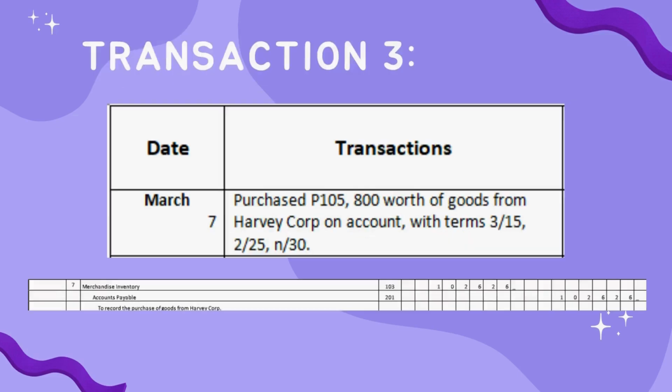Transaction 3, March 7. Purchase 105,800 pesos worth of goods from Harvey Corp on account with terms 3% discount in 15 days and 2% discount in 25 days within 30 days. In the General Journal, merchandise inventory will be debited with 102,626 pesos and accounts payable will be credited with 102,626 pesos.